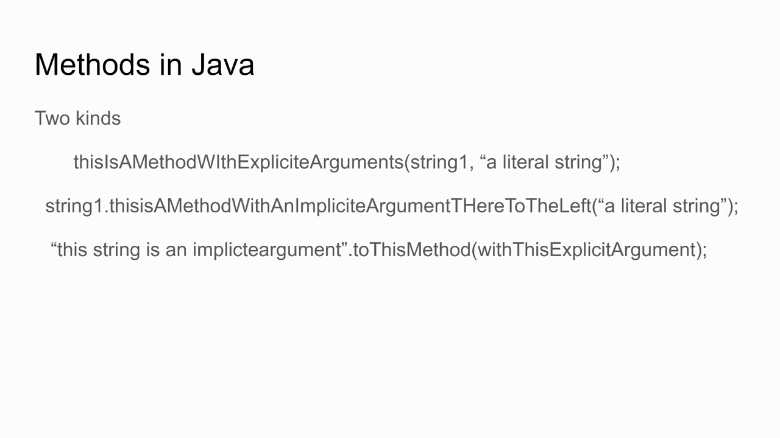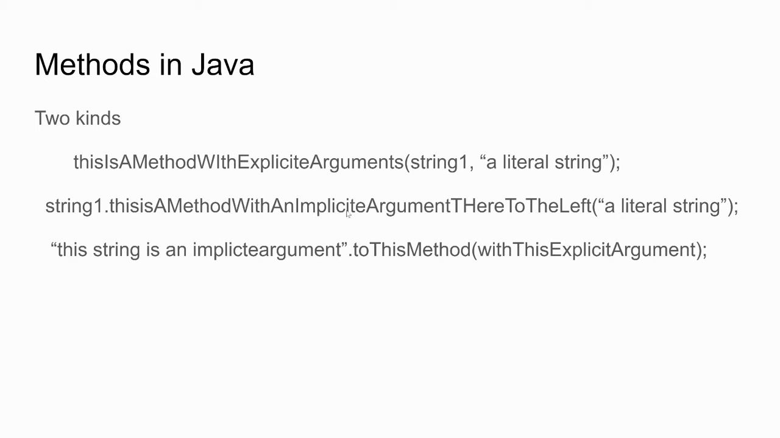The other thing we need to know about Java is that there are basically two kinds of methods in Java. One is a method with explicit arguments. And here we have a method whose name is, this is a method with explicit arguments. The first argument is a string variable. The second argument is a string literal, but there's no dot to the left of it. There's nothing to the left of it with a dot. The next line here has string one dot.